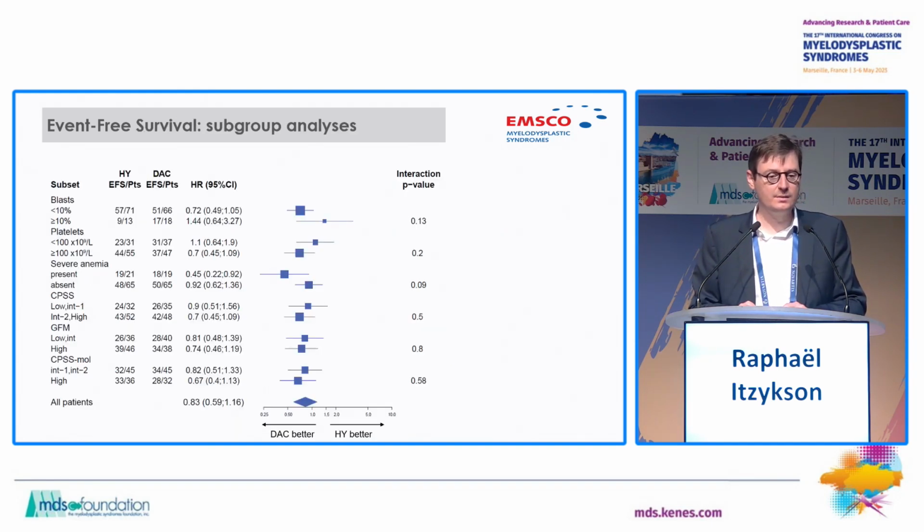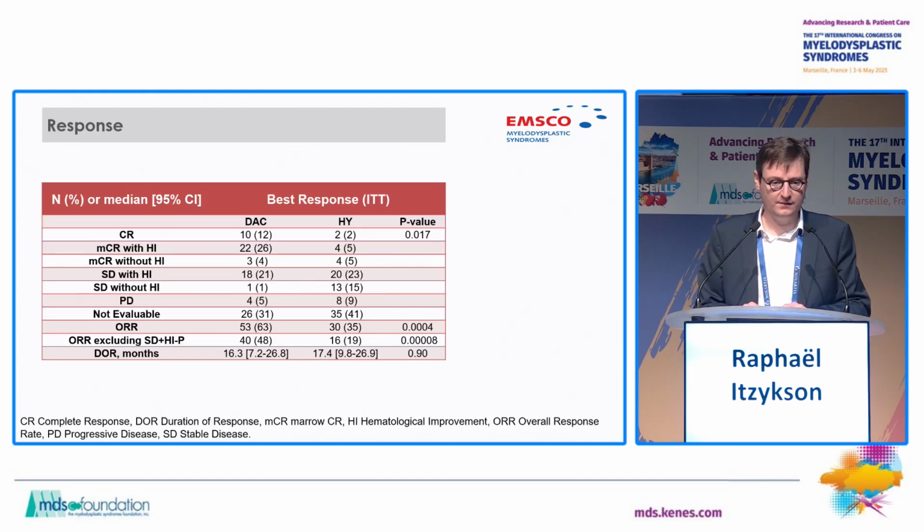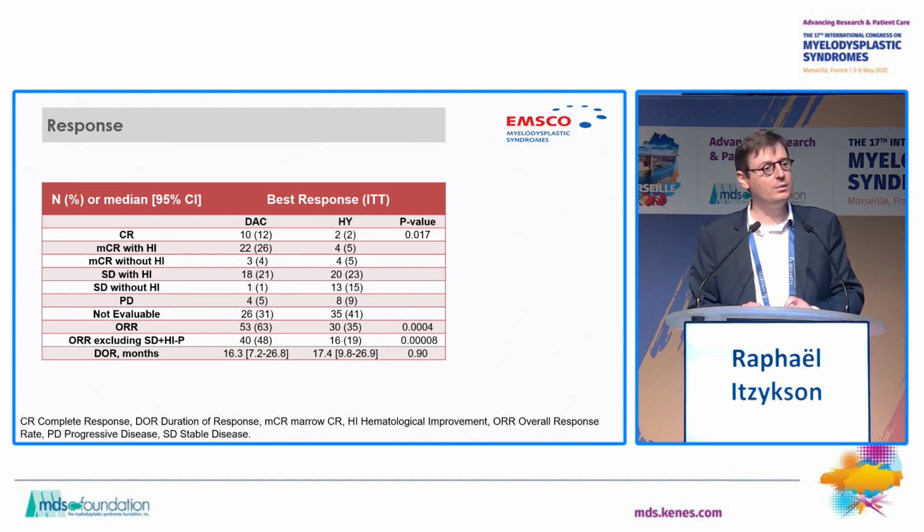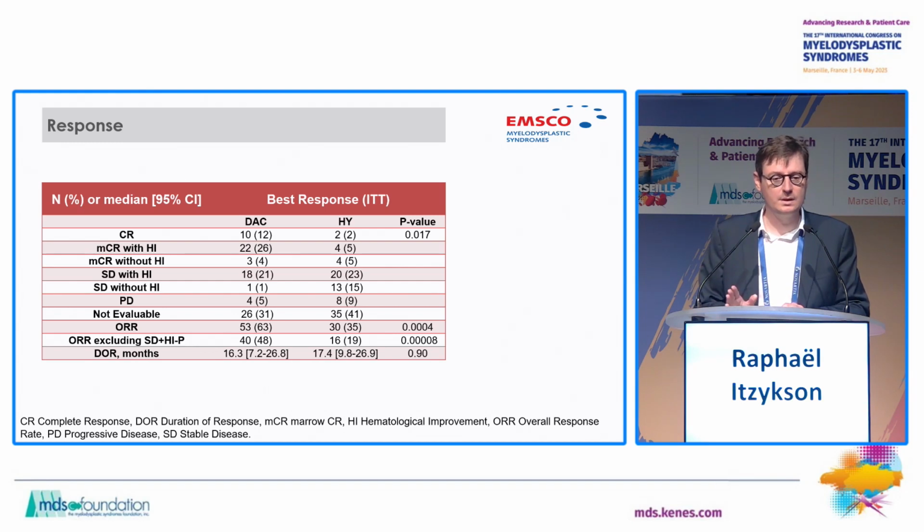Subgroup analyses considering bone marrow blast excess, platelets, or hemoglobin levels, CPSS, GFM, or molecular CPSS scores, did not identify a subgroup that robustly benefits from decitabine over Hydrea. There's more study there with additional biomarkers, as you've seen. But when we tried to understand better what had happened in the decitabine arm, it soon became clear that there were more responses in the decitabine arm.